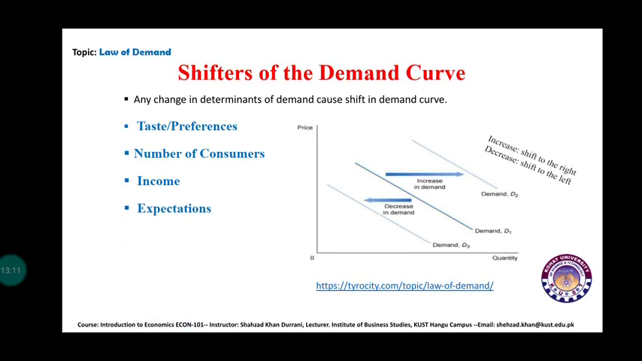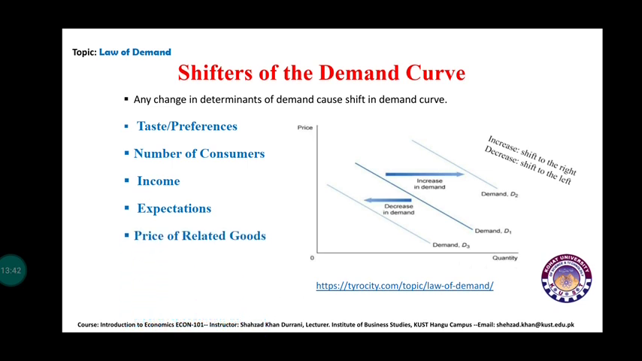Then we have expectations, right? If people are expecting an increase in the price of a certain product in the coming months or in the coming year, then the demand for that product will jump. And if people are expecting that the price will decrease in the future, then the demand curve shifts to the left, which means that there is a decrease in demand.